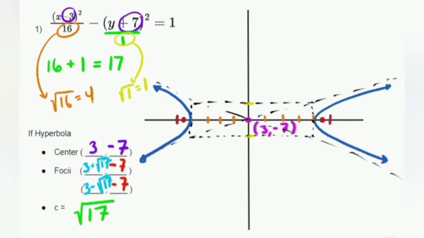Because 16 was bigger than -1, we're going to go in the x direction. And the foci, the square root of 17, which is bigger than the square root of 16, 4, and smaller than the square root of 25, which is 5, I put the foci between 4 and 5 and wrapped the hyperbola around them.